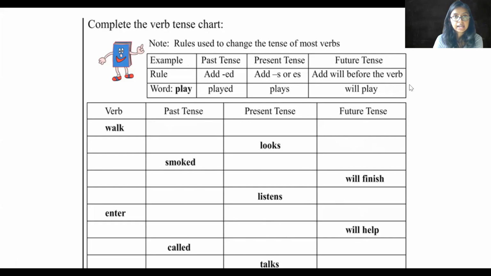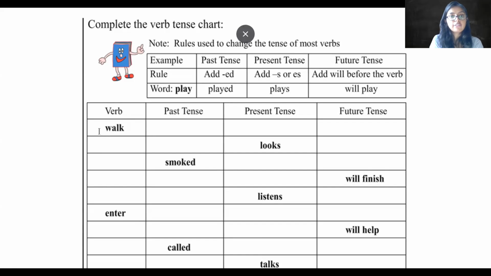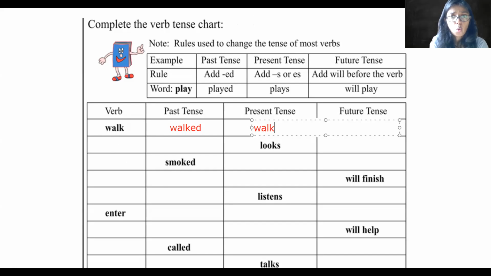Okay. So let's start with Didi is going to do a few with you. So you will do together. Okay. Make sure you're writing in your notebook as well. So the first verb is walk. Walk ka past tense is walked. Present tense is walks. Future tense will become will walk.